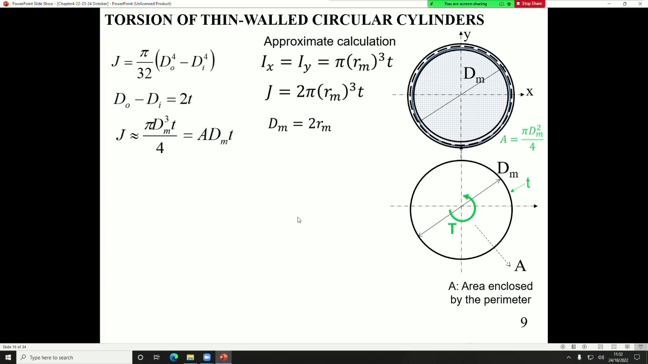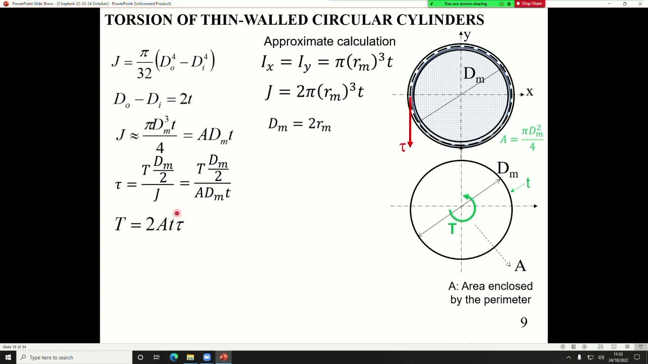Now I'm going to use the equation for finding the shear stress. This is a circular cylinder. This equation is still valid. We only have at the moment one diameter, which is the mean diameter. So therefore, R is equal to the mean radius. Now I substitute the value of J from the top equation, and I write it as T times dm over 2 divided by A dm t. Now these two are going to be cancelled out. So I can say tau is equal to T over 2 times A, the area enclosed by the perimeter, multiplied by the product of the thickness and the shear stress. So the torque applied for a thin walled cylinder is equal to 2A times t times tau.